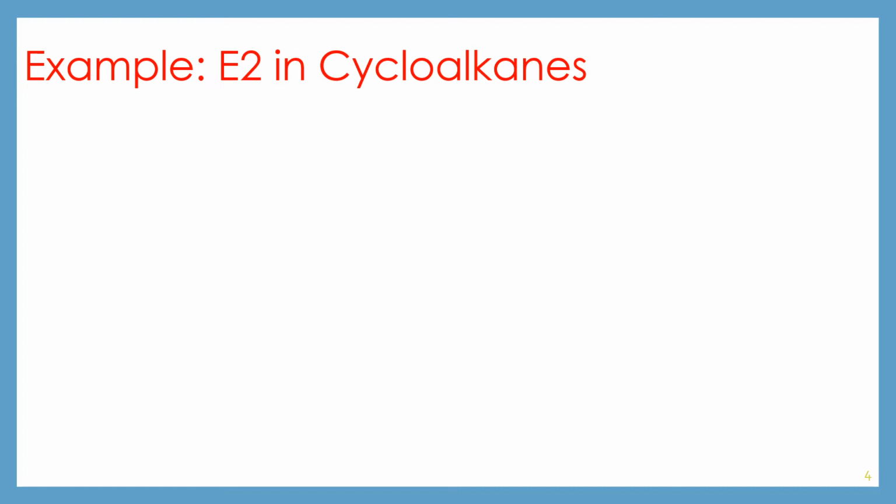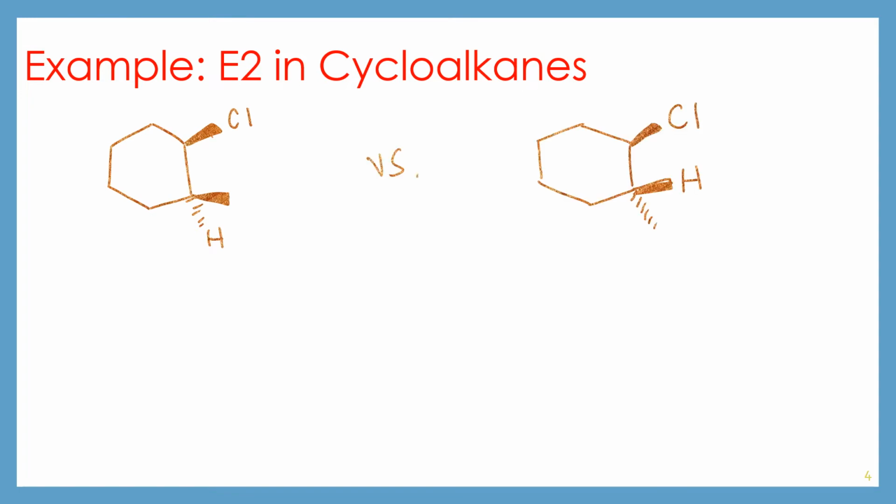So let's take a look at an example of E2 in cycloalkanes. We're going to compare two very similar molecules. The only difference between these two molecules is the stereochemistry at the beta carbon. So these two molecules are diastereomers of each other.